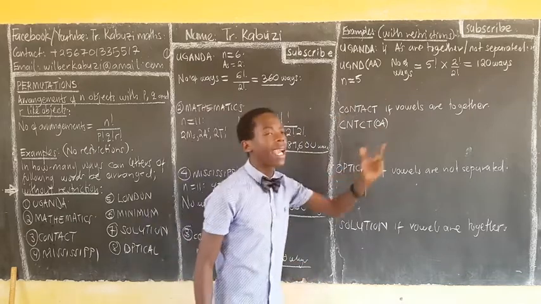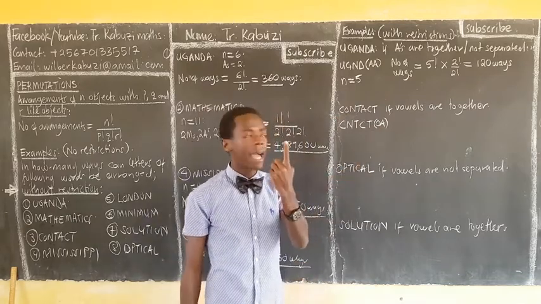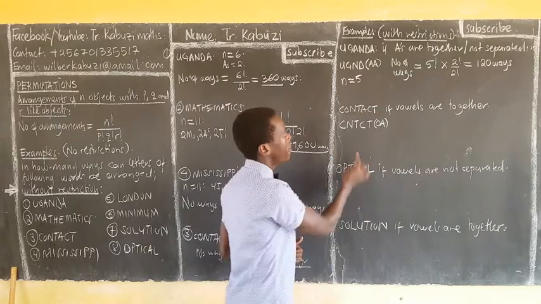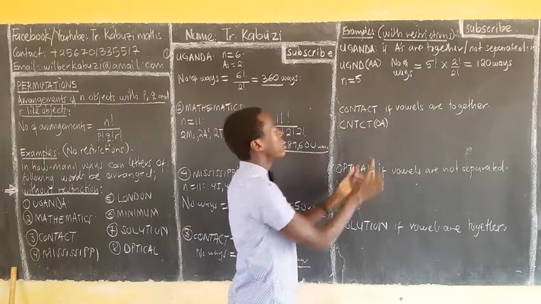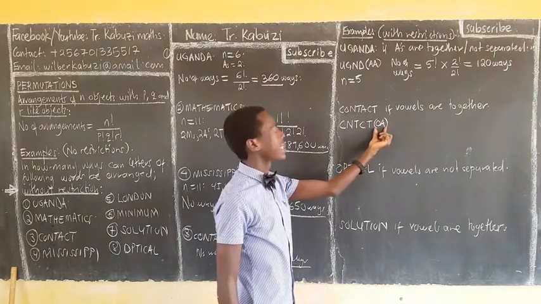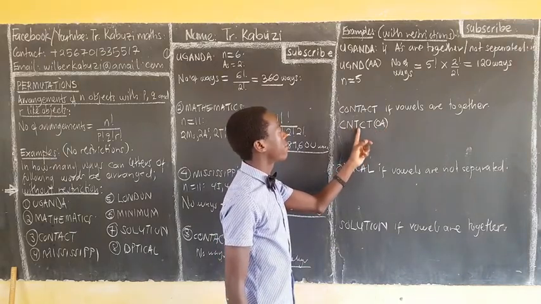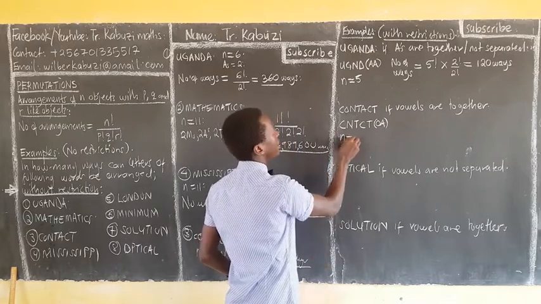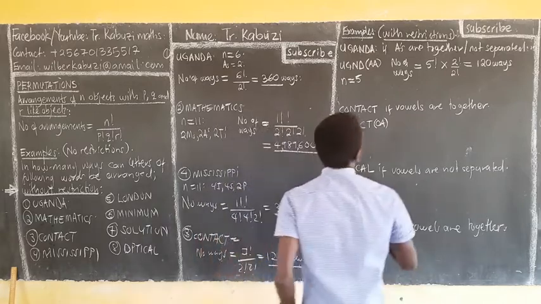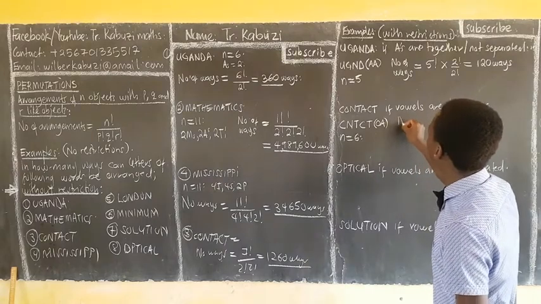Now you treat this as if it's one letter. So when counting, this will be 1, 2, 3, 4, 5. So this one I count it as 1, so there are 6. So 1, 2, 3, 4, 5, 6. So your n is going to be 6. So the number of ways, be careful here.